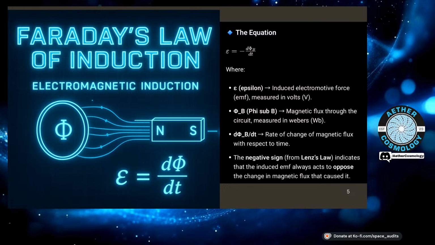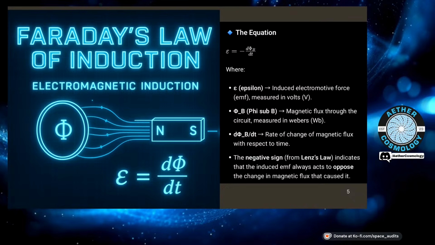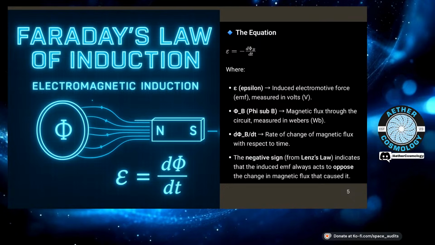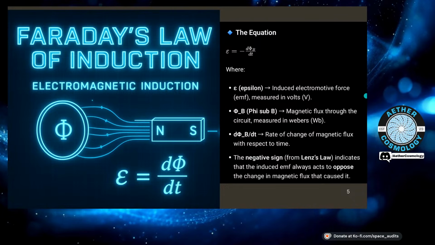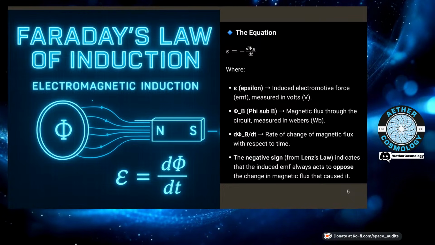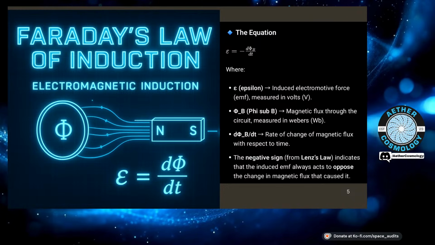So this induced electromagnetic force, the E here, how are we breaking that down? It's equal to the rate of change of magnetic flux over time. Okay, so this magnetic flux, this is a change. This is a movement, is what it is. But here it is, the question again, movement in relation to what? Next slide, please.